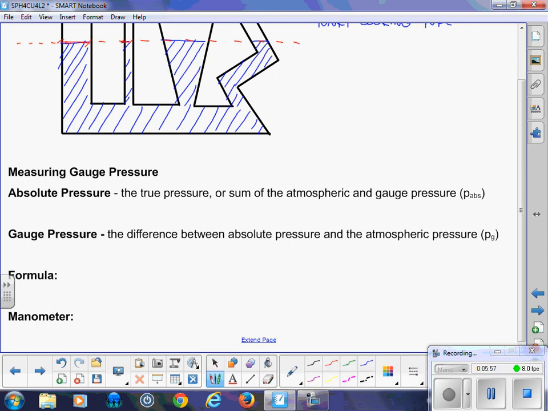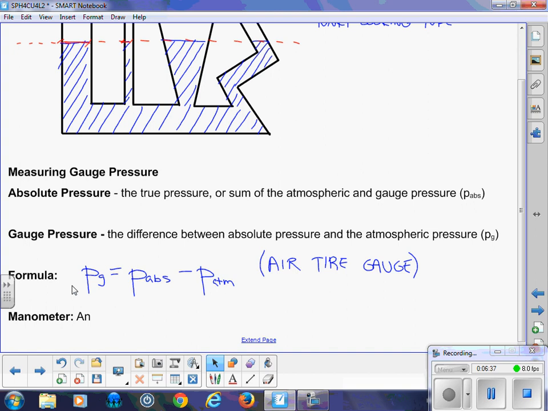So the formula for this would be our gauge pressure. So P with a subscript G equals your absolute pressure, P absolute, minus your atmospheric pressure, P ATM. So think of it this way. Your air tire gauge is a perfect example. When you read your air tire gauge, most of you will read this in imperial, pounds pressure.